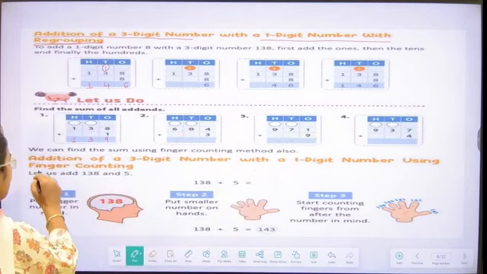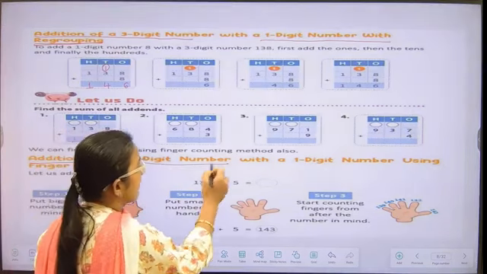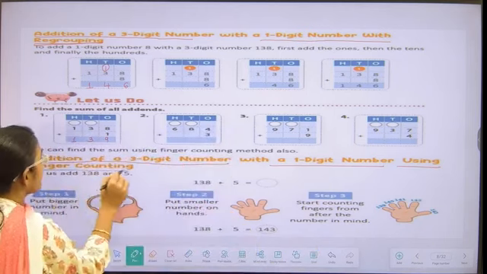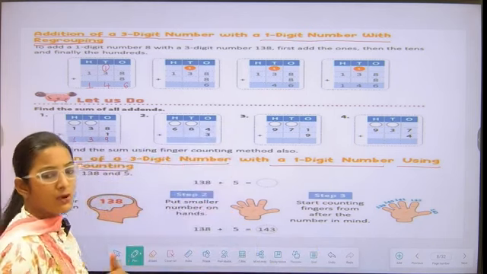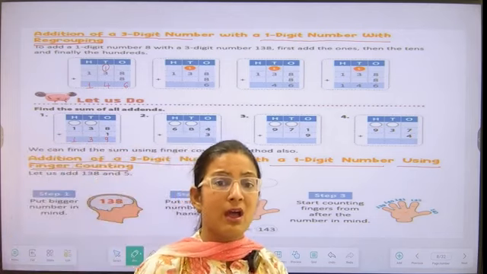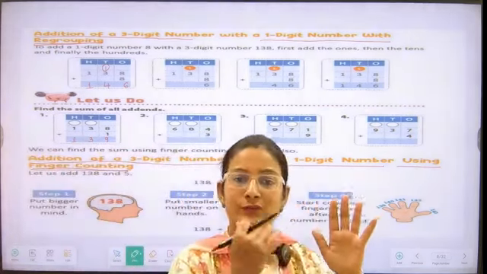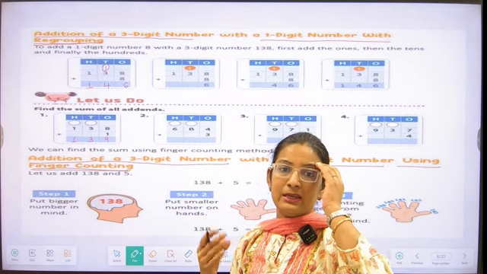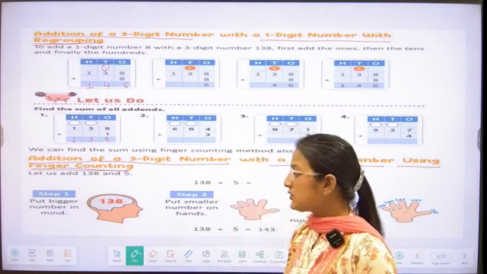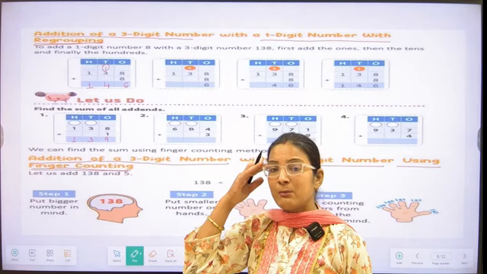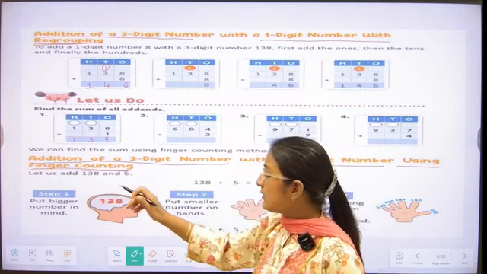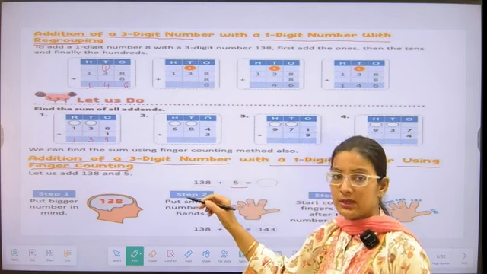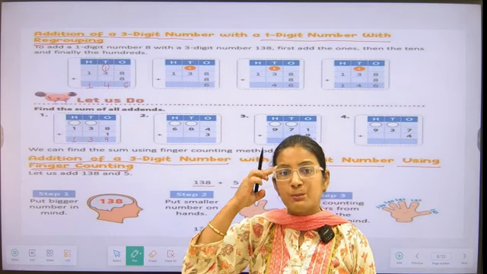Now we are going to understand how we can add a three-digit number with a one-digit number using finger counting, student. So whenever we have to add the numbers by using the finger counting, what we are going to do, we can keep or memorize the bigger number in our brain. So as we can see in the picture, we are putting a bigger number in our brain. So in this we have to add 138 with 5. So the bigger number is 138. So we have to keep 138 in our brain, student.